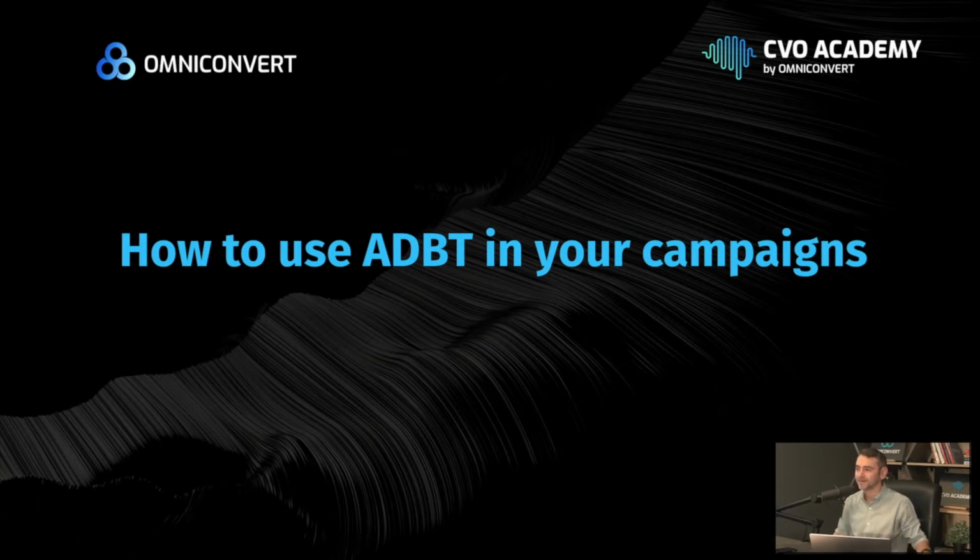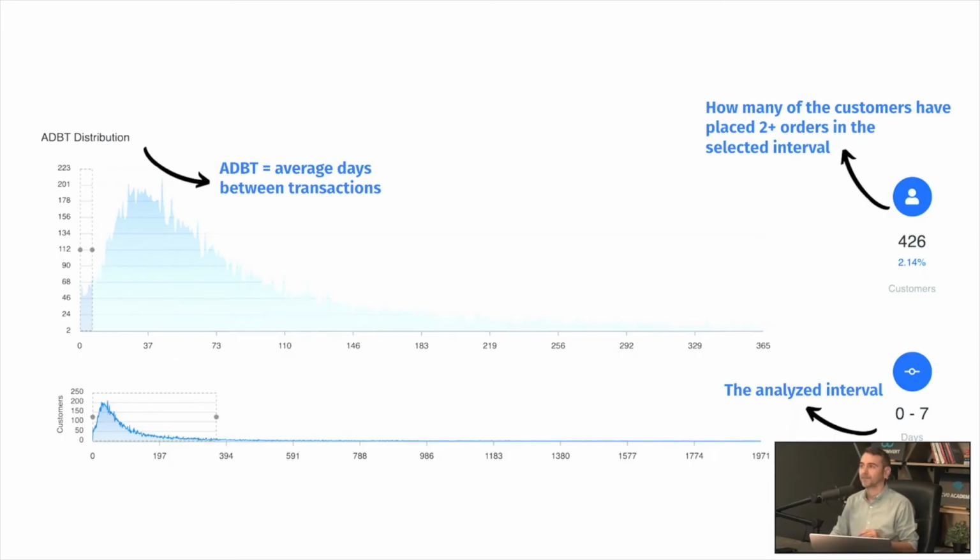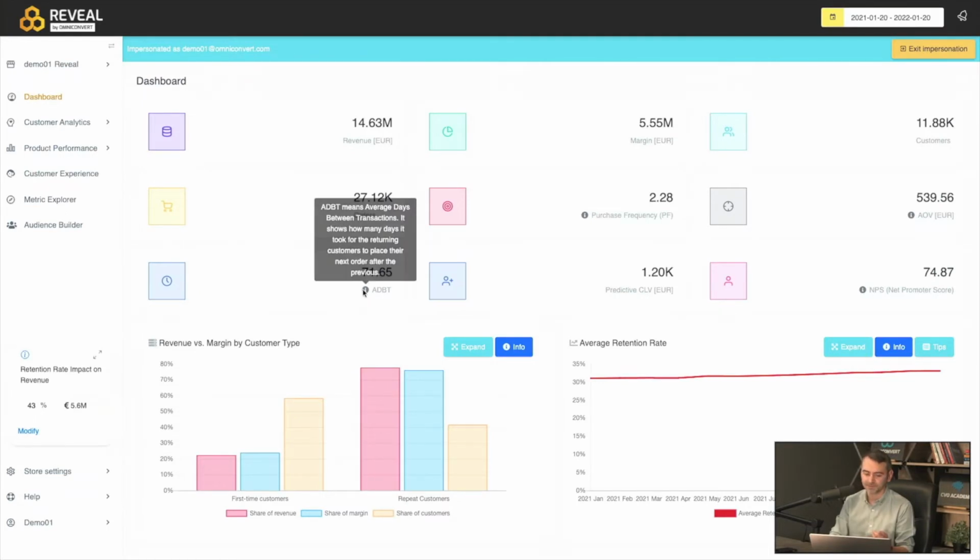So you can find that in Reveal over here. You can find the ADBT right here in the dashboard. So you can look at this ADBT, and in this case it's 71.65, meaning that there are 71 days between the last transaction and the next transaction, but taking into account only the customers who are placing 2+ orders.